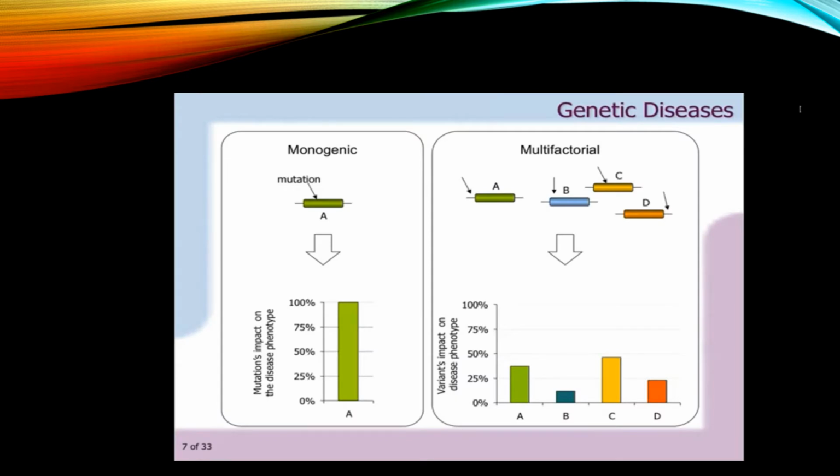Genetic diseases can be monogenic or multifactorial. Monogenic: a single gene mutation is involved, and this single gene has to be present for the disease to show. Multifactorial diseases are polygenic because many genes are involved, plus the environmental factors. Both have to be present for the disease to show.